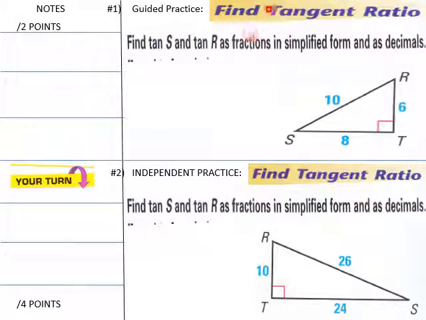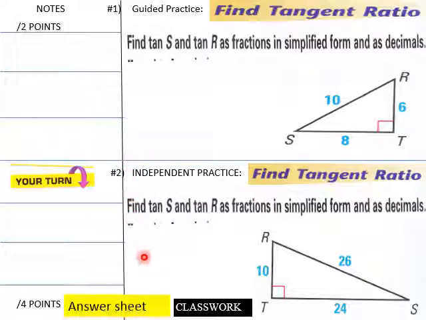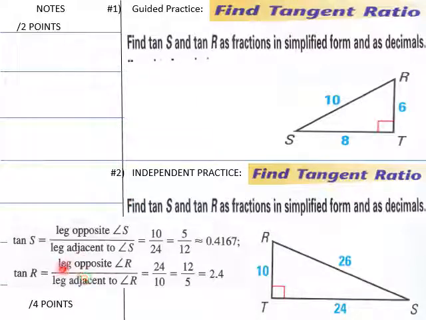Okay, our guided practice. Find the tangent ratio, tan S, tan R. And then students, this is yours down here, tan S, tan R. Although I think we're going to do both of these in the classroom. Teachers, give your students 5 minutes to do these two here. Welcome back. Here is number 2, tan S would be 10 over 24, which is 0.4167. Tan R would be 24 over 10, which would become 2.4. Here's your decimal number for 5 over 12.